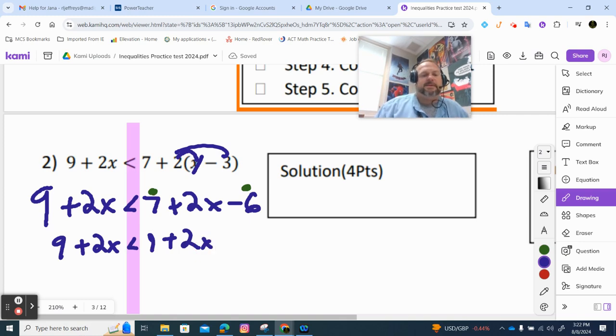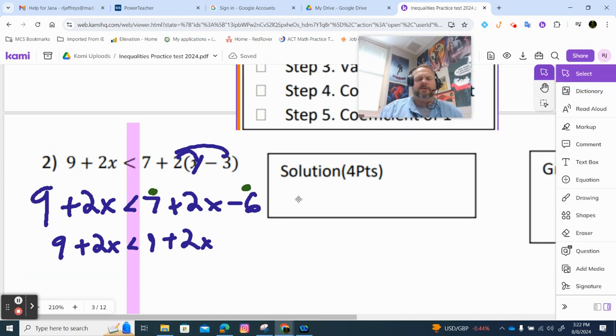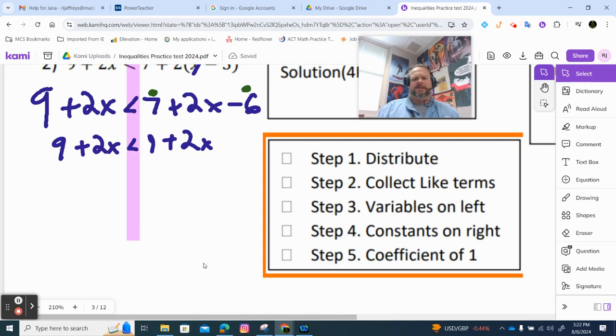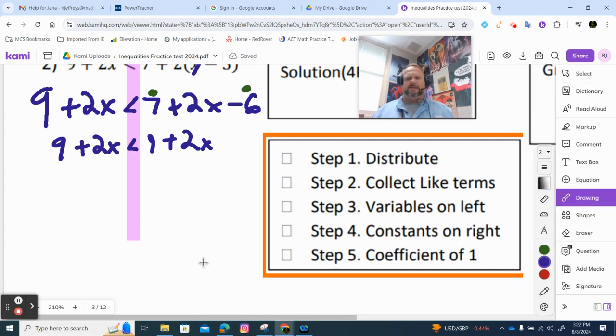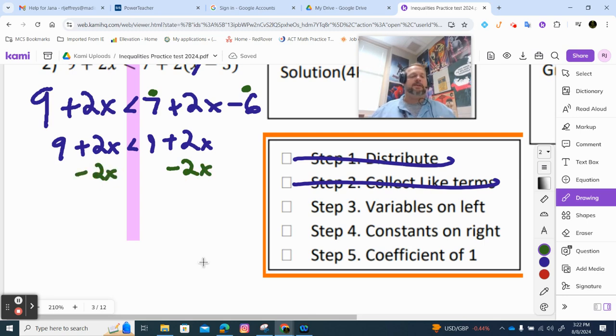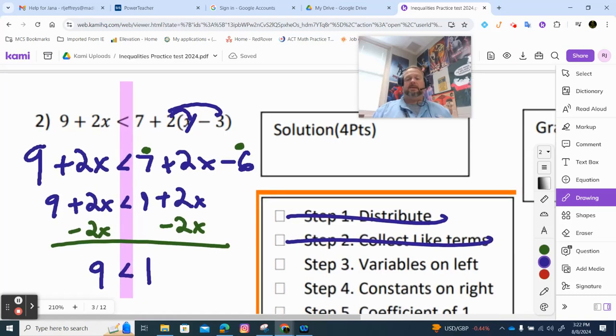All right, so let's see. I wonder if there's something that could help me with my steps. It's like somebody else has been trying to help me the whole week and I just don't want a little lesson. Variables on the left. Variables, those are the letters. That's a new term, by the way, we just came out with it last night. So is 9 less than 1? Is 9 less than 1?